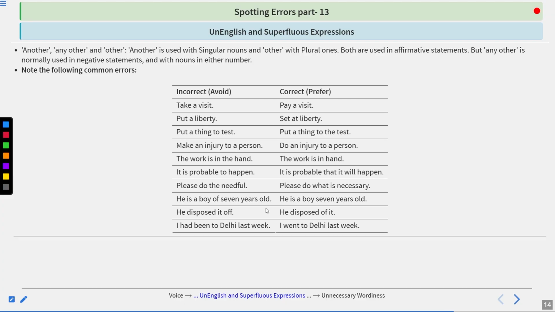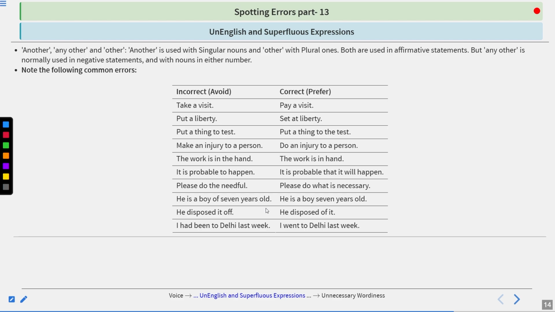Incorrect to correct. Take a visit is incorrect. Say pay a visit. Put a liberty. Say set a liberty. Put a thing to test. Say put a thing to the test. Make an injury to a person. Say do an injury to a person. The work is in the hand. Say the work is in hand.